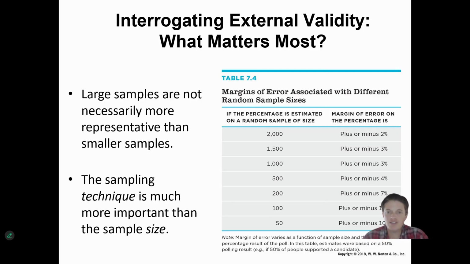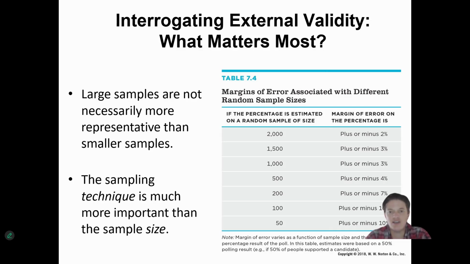There are formulas that we can use to calculate how many people you need in order to have enough statistical power to make a conclusion, which you probably learned a little bit about in your statistics class. But in general, we're more concerned with how you got the sample than how many people you got.